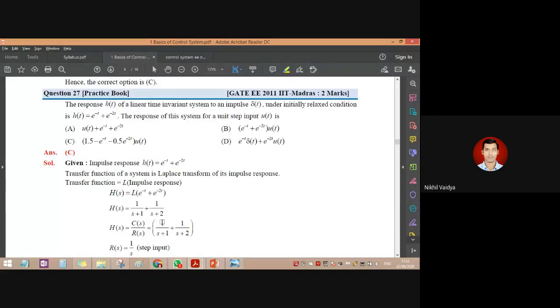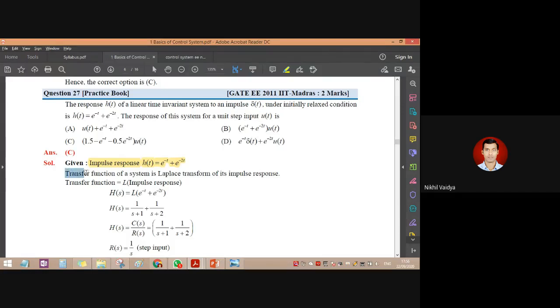Yeah, so this is the problem. GATE 2011, IIT Madras set this problem for 2 marks. Okay, friends, I will discuss the solution because it is simple. The impulse response h of t is nothing but e raised to minus t plus e raised to minus 2t. Now they are asking us to calculate the step response.